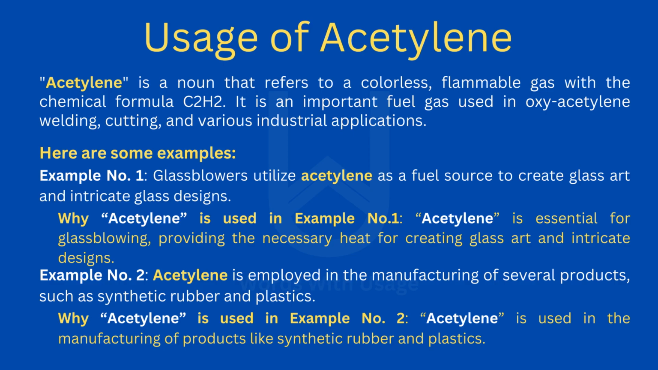Example number 2. Acetylene is employed in the manufacturing of several products, such as synthetic rubber and plastics. Why acetylene is used in example number 2. Acetylene is used in the manufacturing of products like synthetic rubber and plastics.